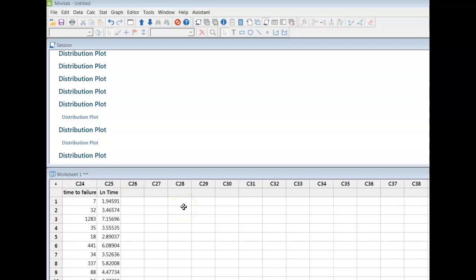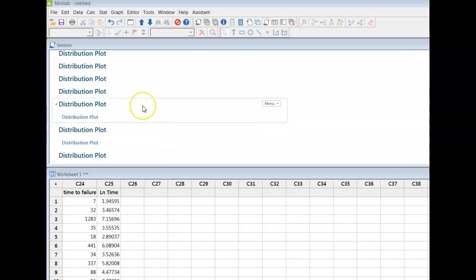Coming back to these time to failure data, we have decided based on a histogram and a box plot, at least based on what they look like, that these data don't follow a normal distribution. But sometimes it can be really hard to judge a histogram or a box plot, like how skewed is skewed enough for them to be not normally distributed.